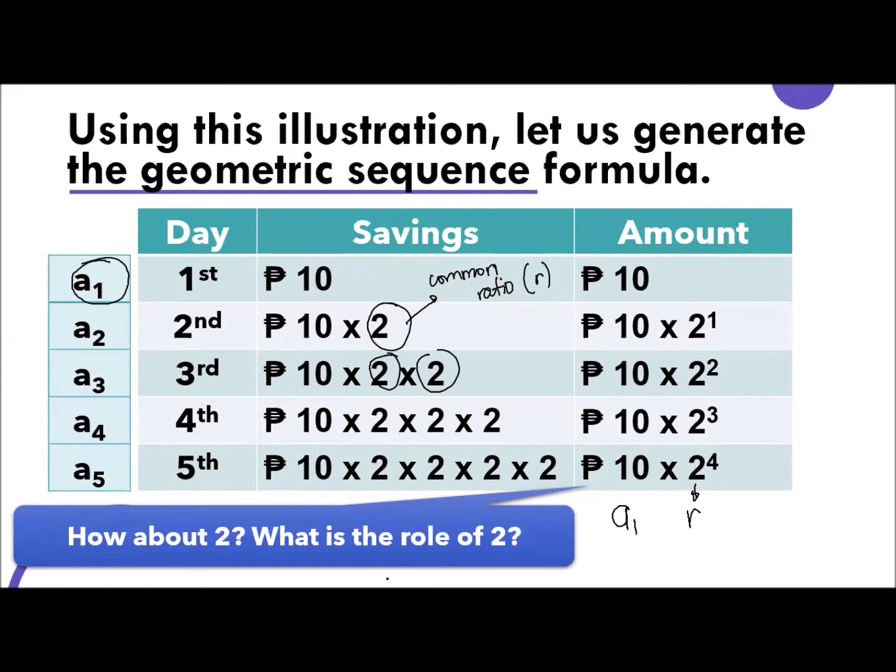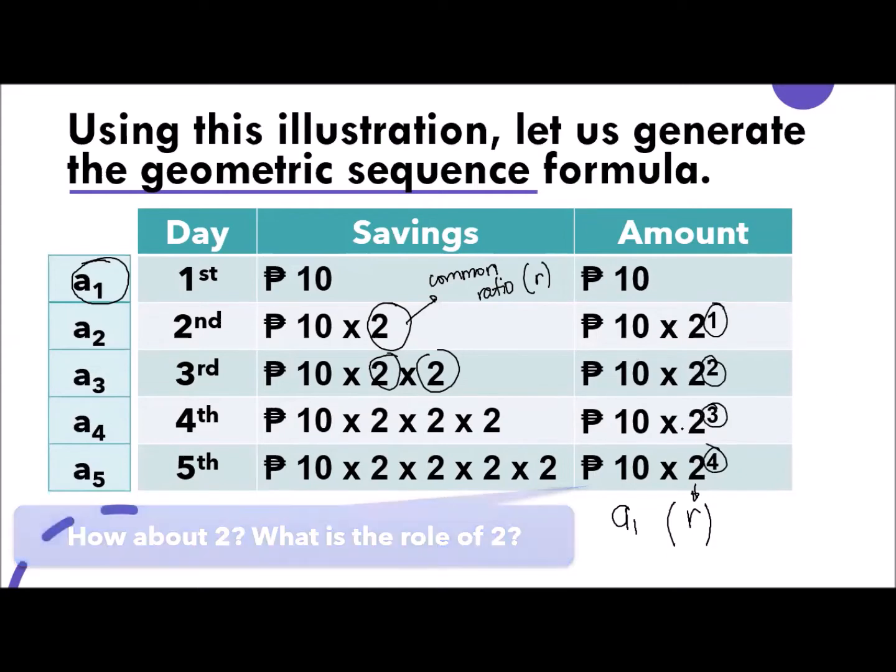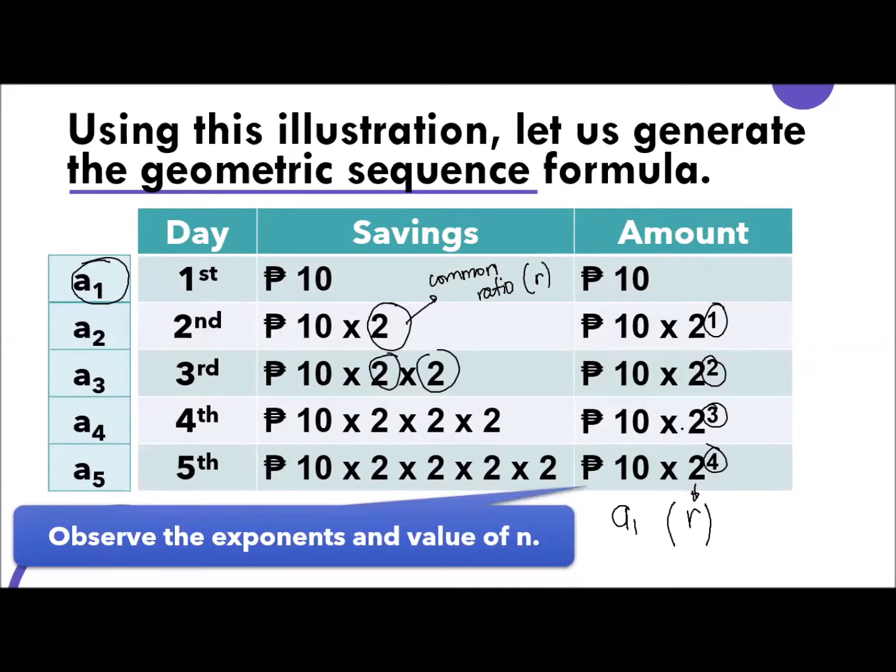Okay? And then, don't forget that we intend to multiply. So we need multiplication, and we need to have that parenthesis. Then, we need to take note of these exponents: 1, 2, 3, and 4. Kind of look as well at the subscripts of n. If we relate it to arithmetic sequence, we are now pertaining to n minus 1.